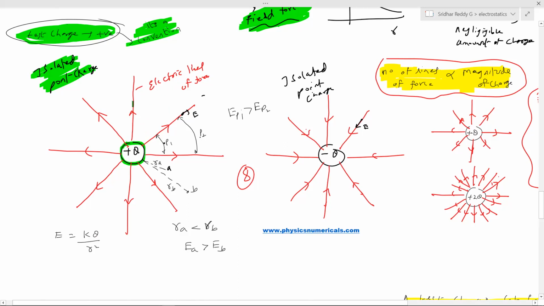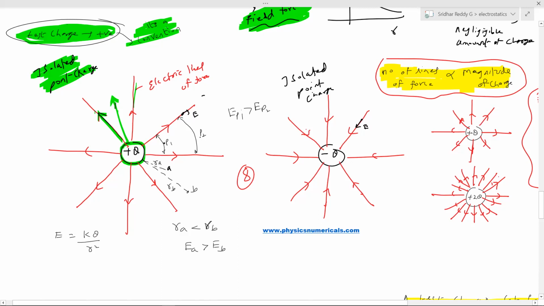I'll keep a test charge here. In what direction will it experience force? The test charge will experience force in this direction. Similarly, I'll keep a test charge here. The test charge will experience force like this. I'll keep a test charge here. It will experience force like this. So how to draw the lines of force?